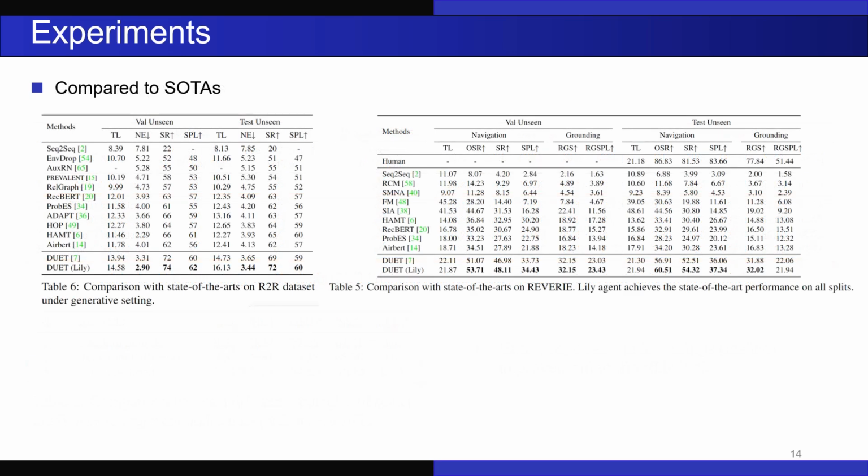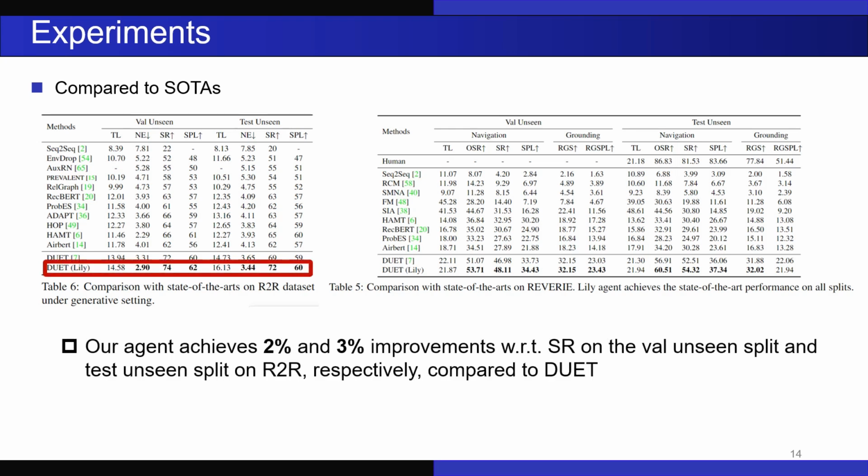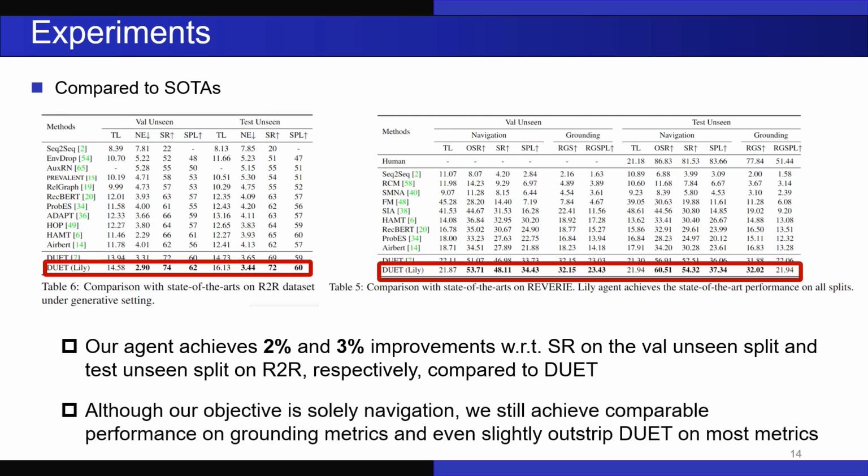We compare our agent with state-of-the-art methods on both R2R and REVERIE benchmarks. Compared to DUET, our agent achieves 2% and 3% improvements in success rate on the val unseen split and test unseen split on R2R, respectively. Besides, on REVERIE, although our objective is solely navigation, we still achieve comparable performance on grounding metrics and even slightly outstrip DUET on most metrics.